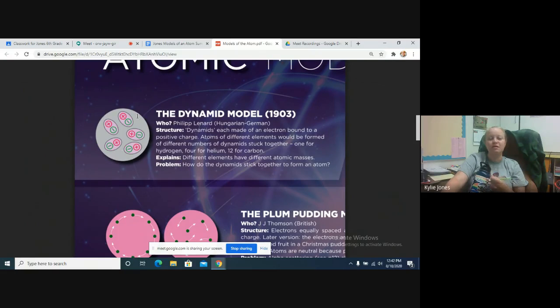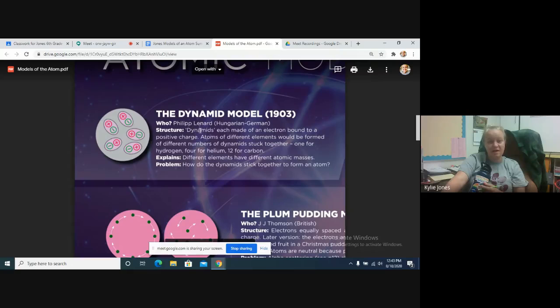It was just this blue circle is the particle itself, and inside is your positive and negative subatomic particles, so your protons and your electrons. So he didn't think that there were any neutrons. There are no neutrons yet in this.